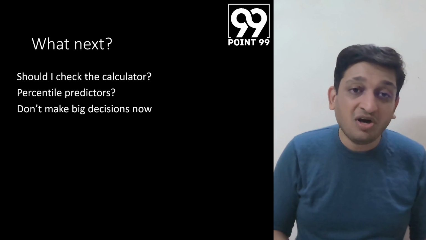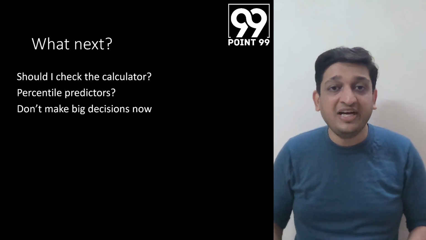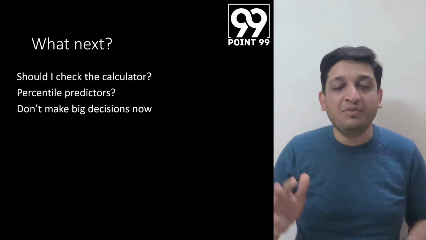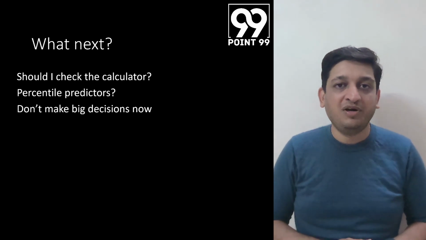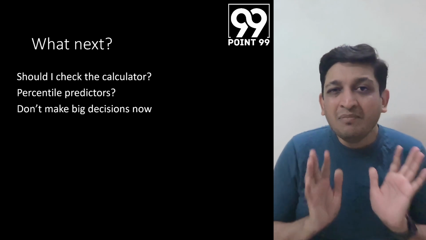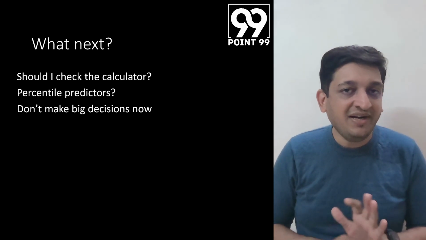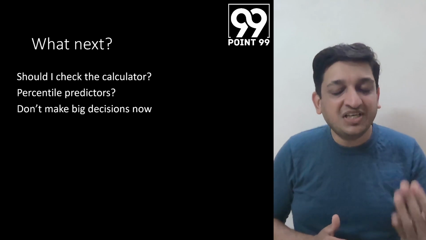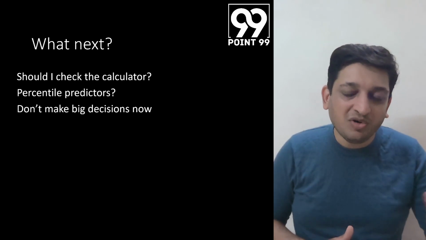Don't feel frustrated because the percentile predictor is showing you 80 percentile. Don't feel ecstatic because the percentile predictor is showing you 99.5 or 99.9 percentile. बड़ा डिसीजन अभी नहीं लेना है at this point in time. Stay calm, let the official key come out, let the objection window get done with.